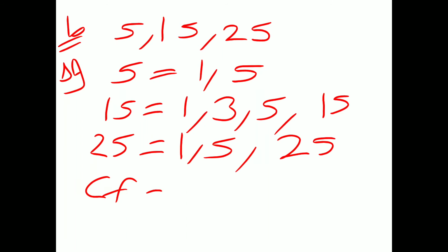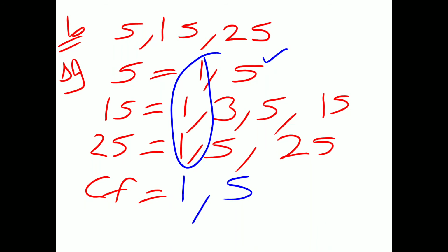Now we find out the common factors. For common factors we see all the 3 numbers. The answer is 1. Then 5 is present here also, here also, here also. Clear? In this manner we do B part. Now students, we do question number 3.